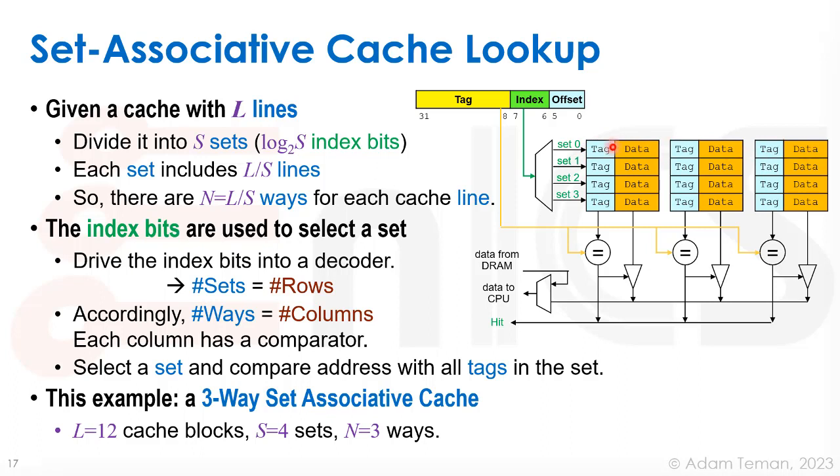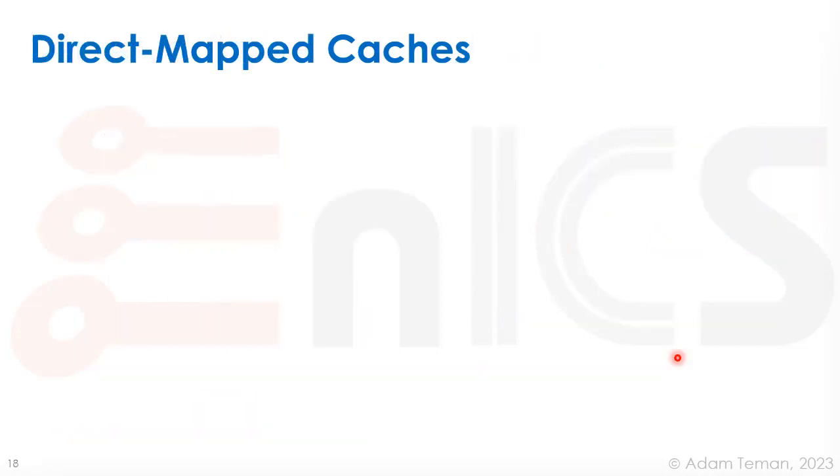The number of rows is the number of sets. So there are 4 rows, so S over here equals 4. And the ways are basically 12 divided by 4, 3 ways. So 1, 2, 3 rows, or the number of columns. So that is a 3-way set-associative cache, and we can make different types of set-associative caches.